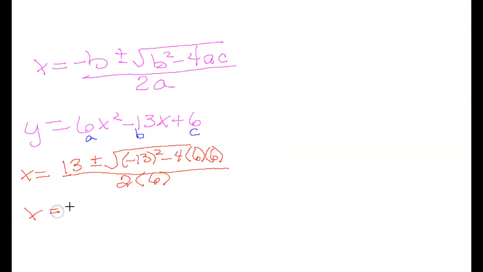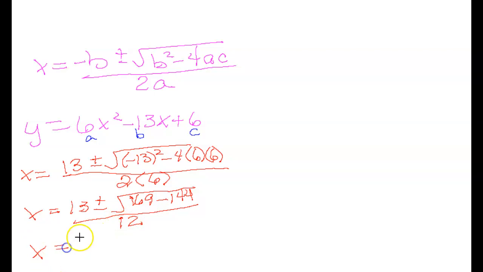So x equals, I'm going to start simplifying, 13 plus and minus. Remember, there's always two answers, so you got to have plus and minus in here. Negative 13 squared, a negative times a negative is positive, so I can really just ignore the negative part. If you put it in your calculator, you've got to make sure you use the parentheses, otherwise you'll get a negative answer, and that's not what we want at this point. So we have 169. 4 times 6 times 6 is 144. I did that in my calculator. I didn't use my math brain. And then 2 times 6 is 12.